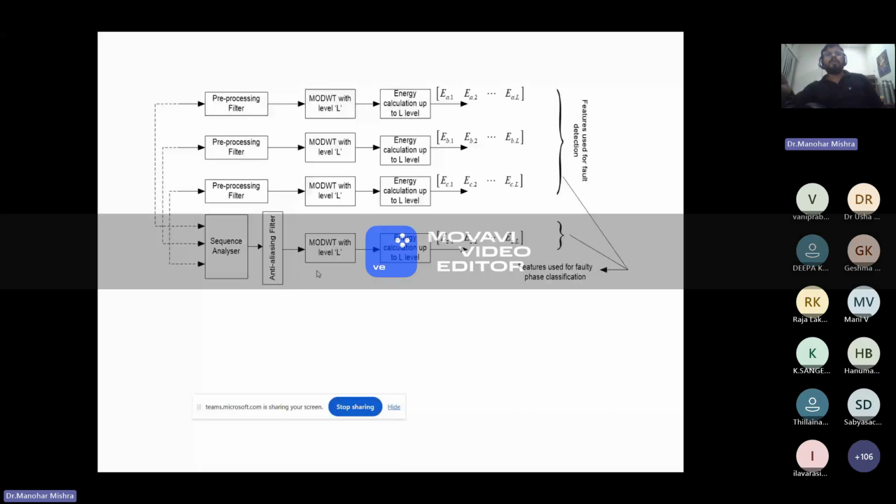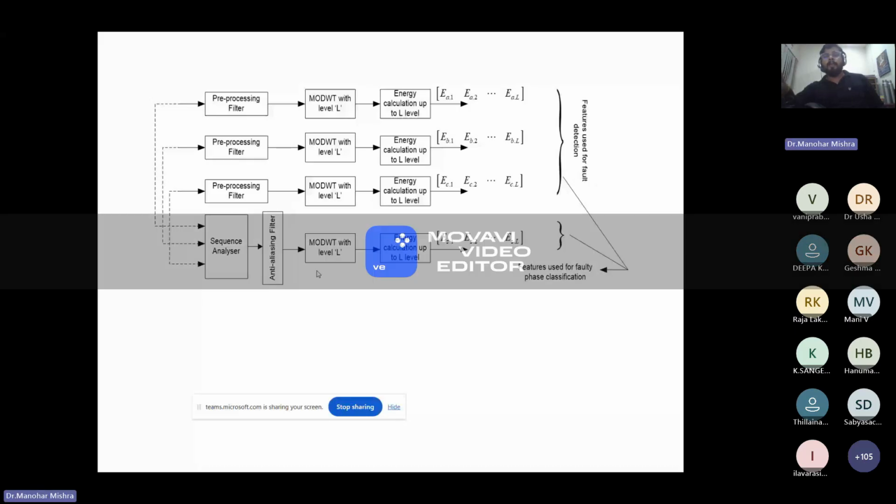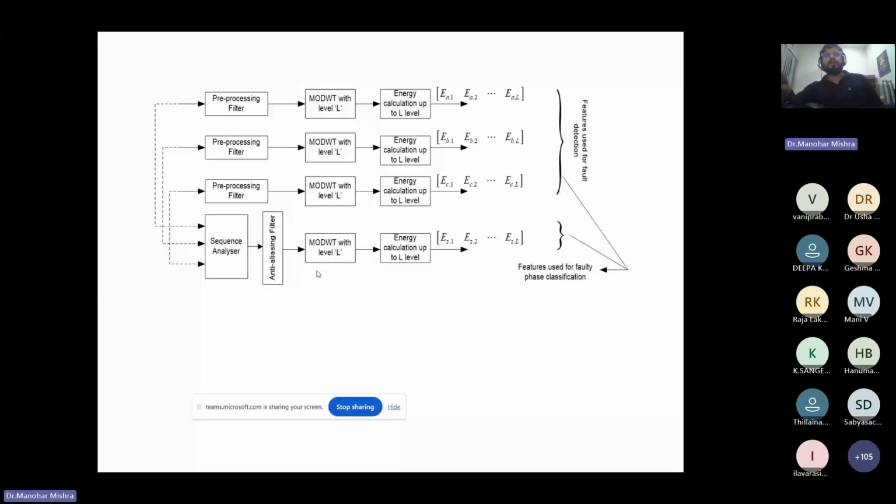So this is the system that we have generated. First we pre-process the signal, then we do the MODWT energy calculation. These are the feature detection steps, and for phase identification we use all of these. Phase identification means whether it is an A phase fault, B phase fault, or C phase fault, and that can be detected by this. We use the zero sequence.